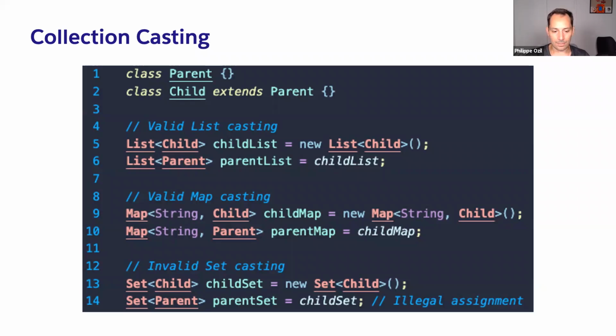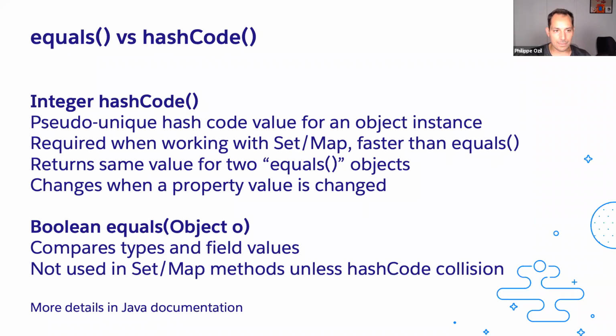It cannot cast it. Now, further on these different types, I want to talk about how equals and hashCode work. Remember, these are methods that are defined at the object level.